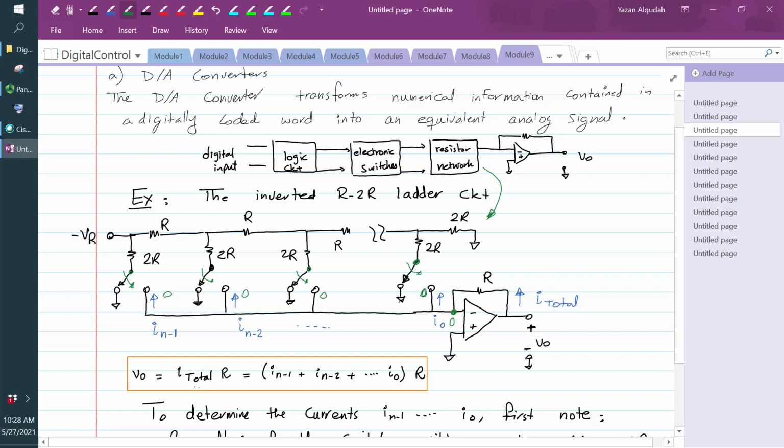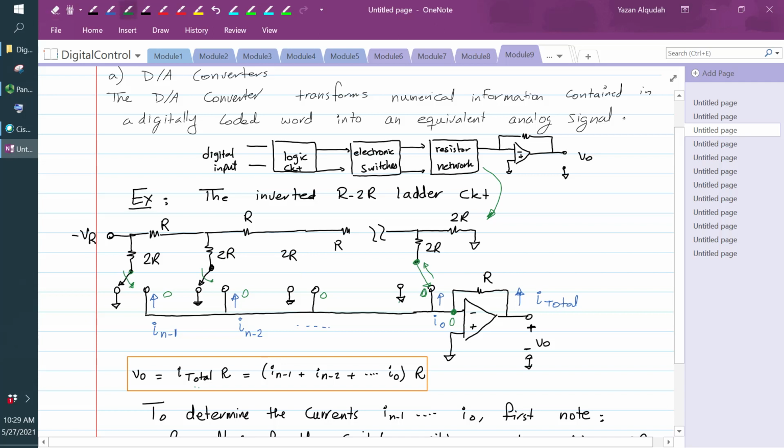So if I look at this, I total is going to come from all the currents that are fed to, or inputted to, the inverting input. These currents are going to be coming from these two R resistors. So if I connect the switch here like this, this current is going to be added to I total.